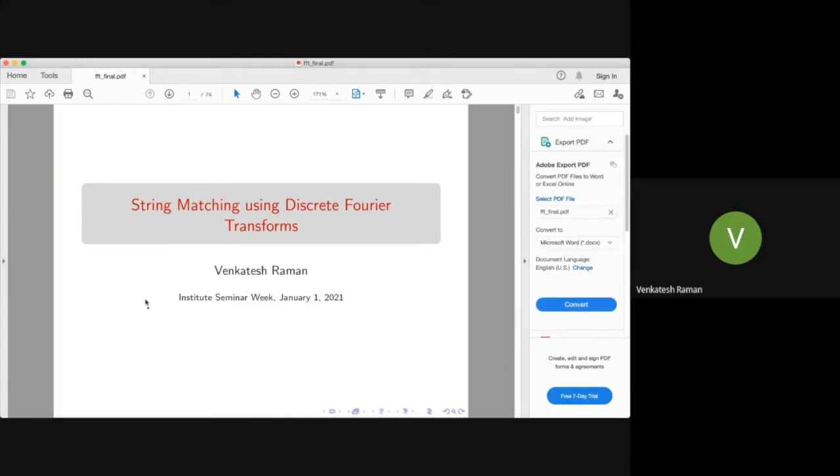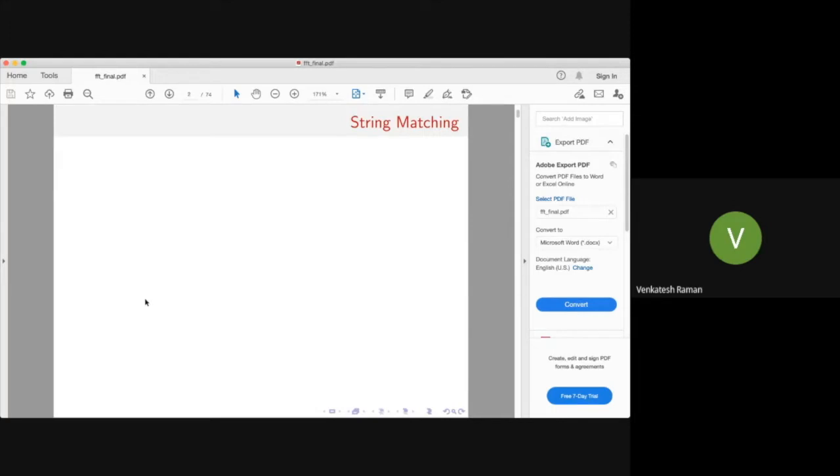But Discrete Fourier Transforms is, I think, a nice algorithmic tool, which I think is very useful. And string matching is a popular problem, so hopefully it will be of interest to most people. Again, I can't see the chat screen or anything, so please shout if there is a question or a message or anything.